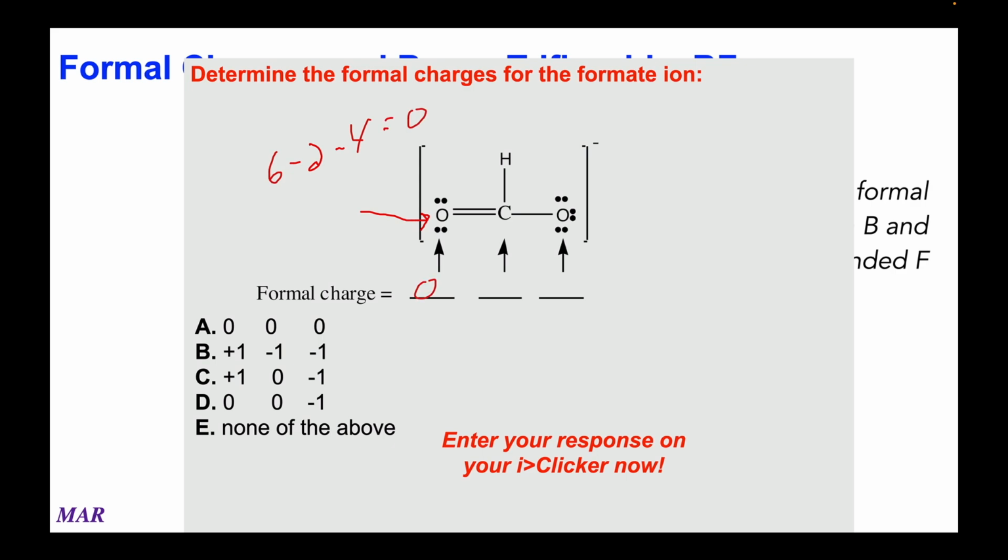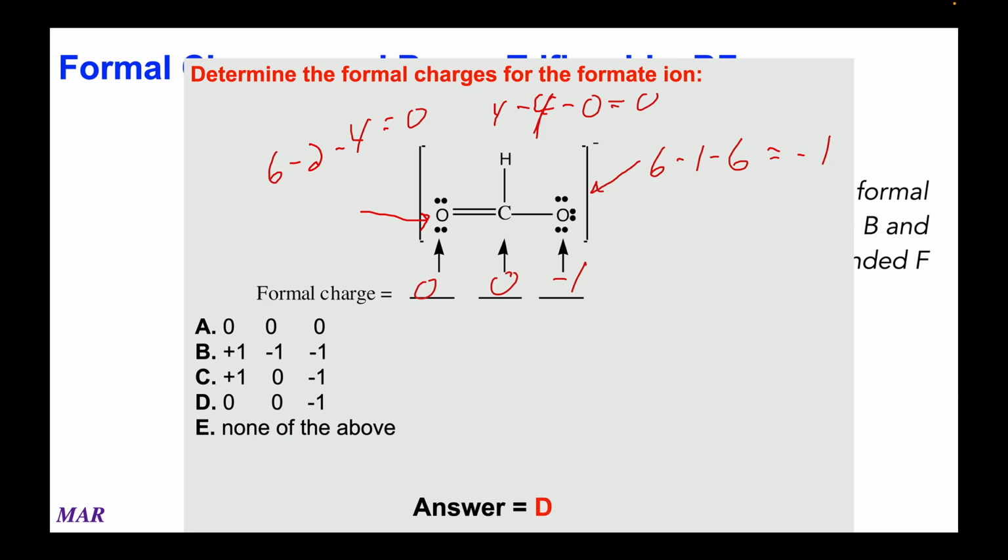Cool, stable. Carbon in the middle, group number 4, it has 2 bonds to oxygen, a single bond to hydrogen, and 1 bond to the other oxygen, 4 bonds total, and no lone pair electrons, so it's going to have a formal charge of 0. But the right-hand oxygen, still group number 6, it has one bond, but this has 2, 4, 6 lone pair electrons. So this is going to have a formal charge of -1. So if you look at all those answers right there, it's going to be answer D.